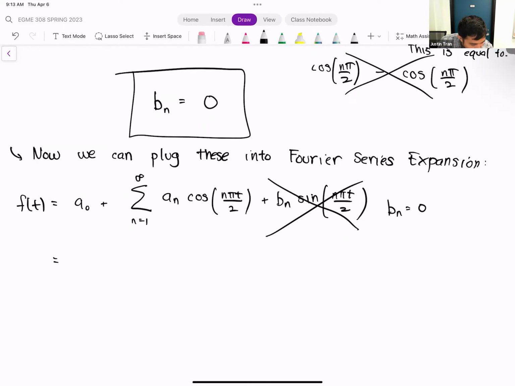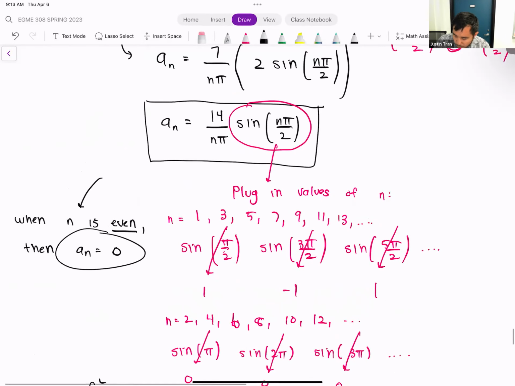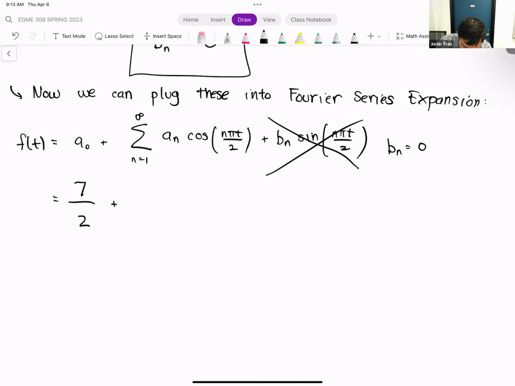So let's go ahead and plug it in. Our a0, if you remember, like 15 minutes ago, our value for a0 was 7 over 2. Okay. And then our expression for an was 14 over n pi, sine of n pi over 2. Let me go ahead and write that.